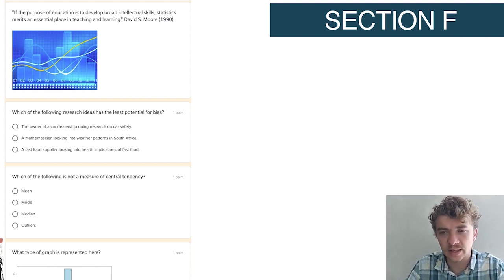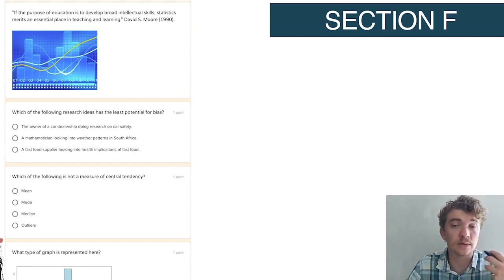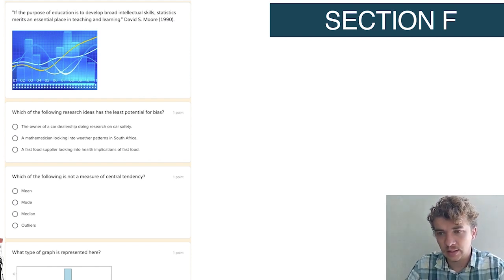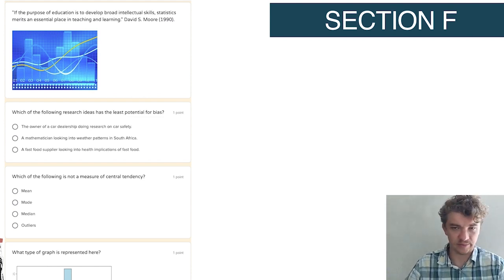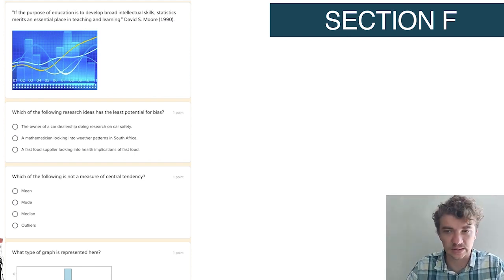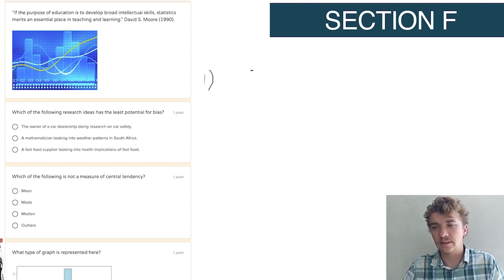Now, the last two have a lot of potential for bias because a fast food supplier looking into the health implications of fast food isn't exactly objective because he obviously maybe wants fast food to be more healthy. And then the owner of a car dealership doing research on car safety is also not necessarily objective because it's something he's working with, where a mathematician looking into weather patterns in South Africa has the least potential for bias because a mathematician doesn't necessarily care about the weather, or he can't gain anything by proving something about the weather. So it's the mathematician one.